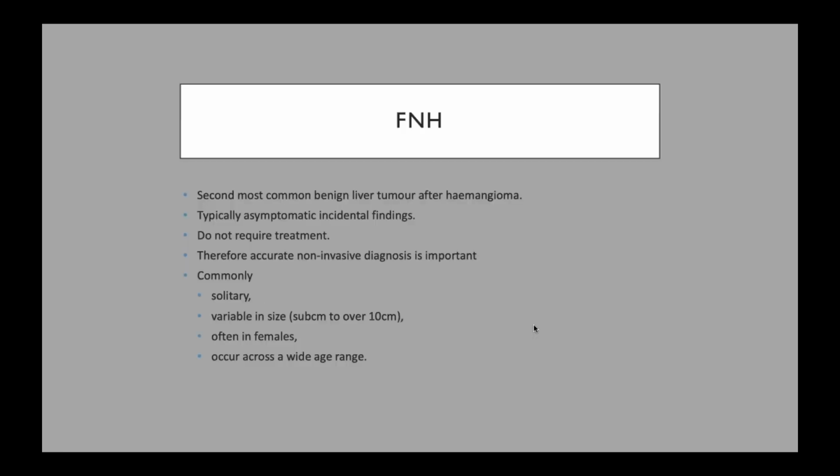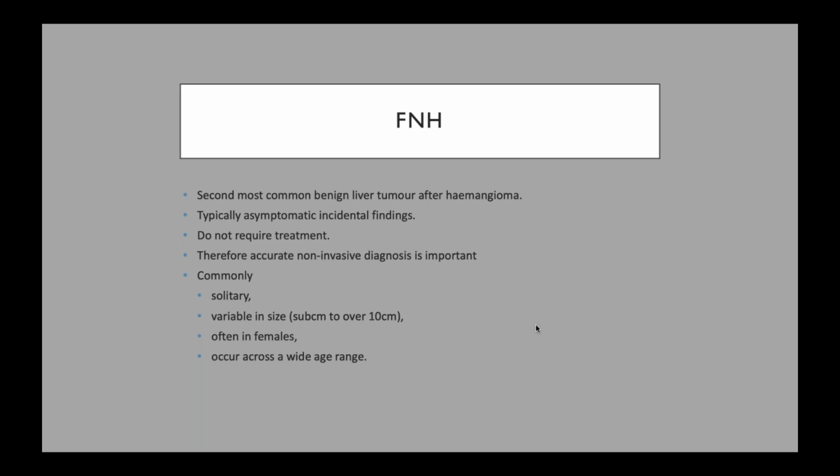So given just how common FNH is, I thought I'd talk about it a bit. It is the second most common benign liver tumor after hemangioma. These are usually incidental findings, and it's not uncommon that they'll turn up after a patient's already had 5 or 6 CTs. So we do our CT chests now as a portal venous phase because we think it gives you a better assessment of the pleura.